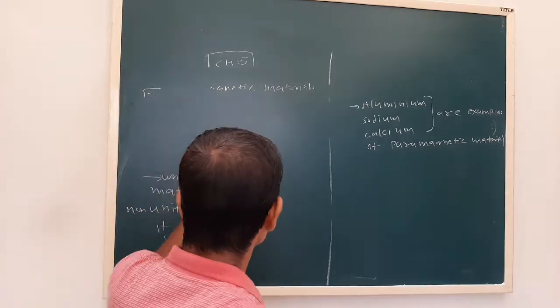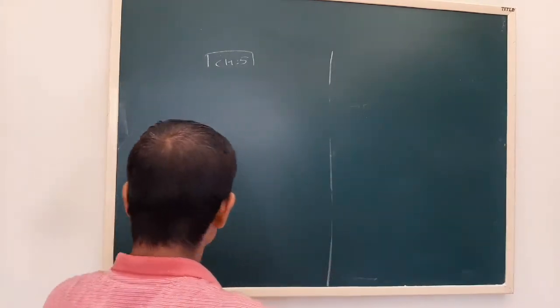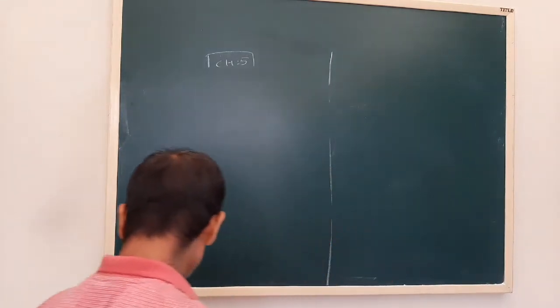Now next we have to see about diamagnetic material. This again can be asked in a 2-mark question.